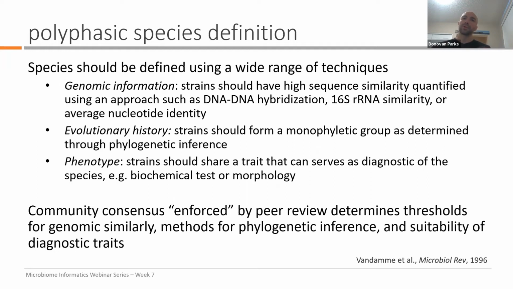Now, one thing you will notice about this definition is it has no hard criteria and no formal rules of how you combine these different types of information. And again, this is basically left up to the community to decide. So this sort of gets quote unquote enforced by community consensus and the process of peer review, and you needing to justify to your peers that assigning these strains to a species makes sense.